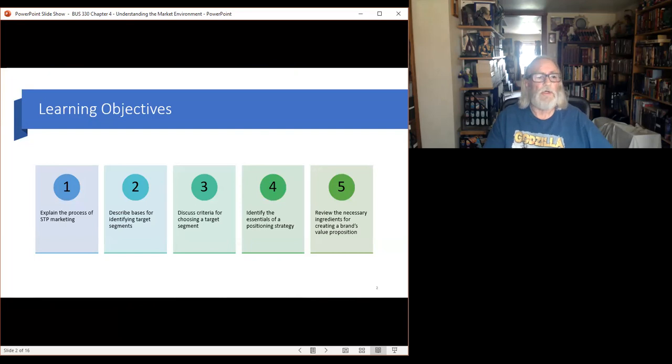By the time we're all done, you ought to be able to explain the process of STP marketing, understand and describe those bases for identifying target segments, discuss the criteria that you use in doing so, identify the essentials of a positioning strategy and understand what positioning really is, and then review those ingredients that you need to really put over the brand's value proposition.